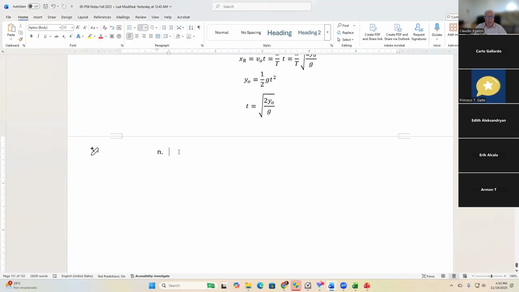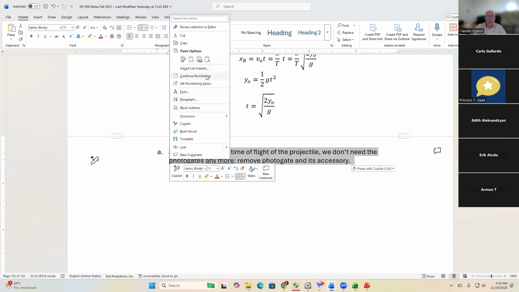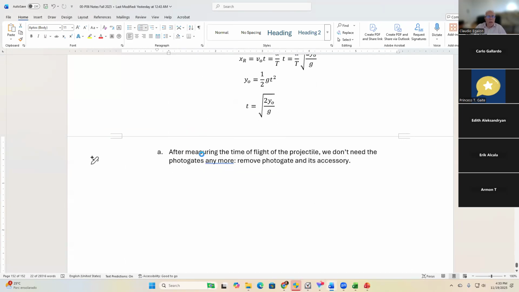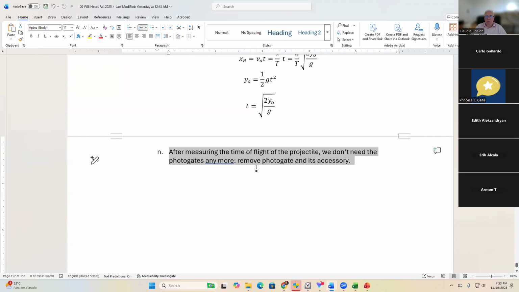Okay, after measuring the time of flight of the projectile between the two photogates, which I call capital T, we don't need the photogates anymore. It's supposed to be n in there, good. Just remove the photogates and their accessories.